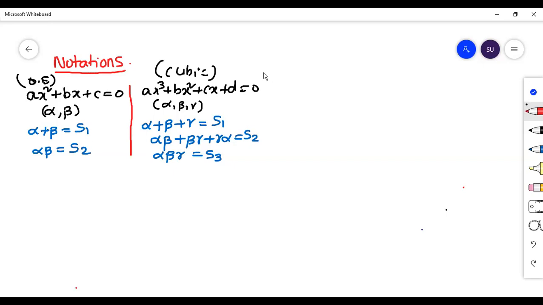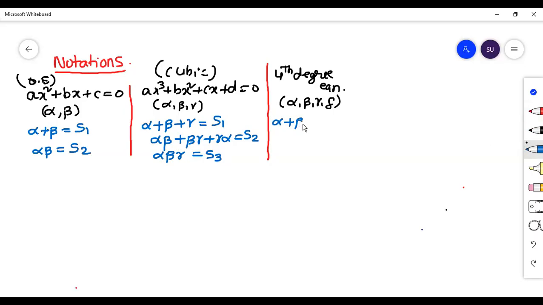Next, in the same way, if the given equation is a fourth degree equation, how many roots will it have? Alpha, beta, gamma, delta. You may also write alpha 1, alpha 2, alpha 3, alpha 4. Then what is S1? Alpha plus beta plus gamma plus delta is equal to S1, if these four are the roots of the equation.